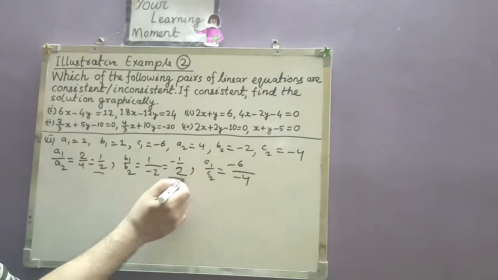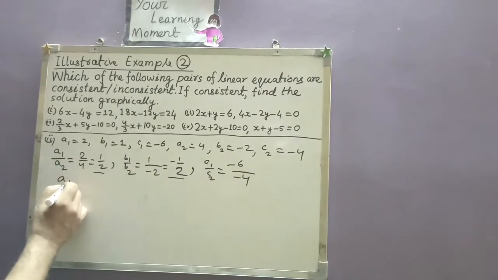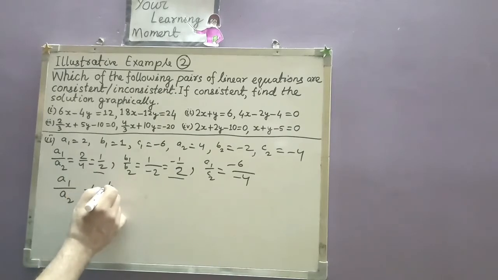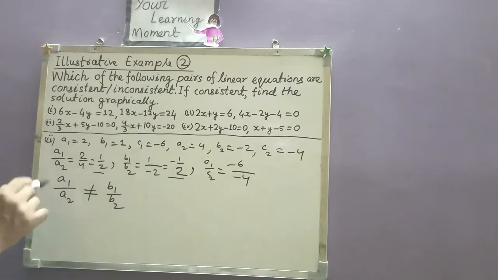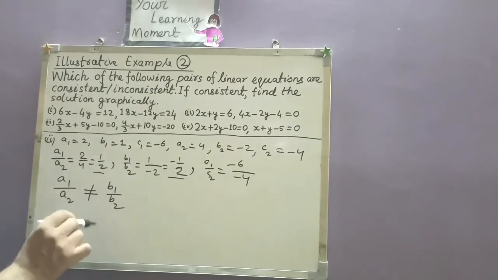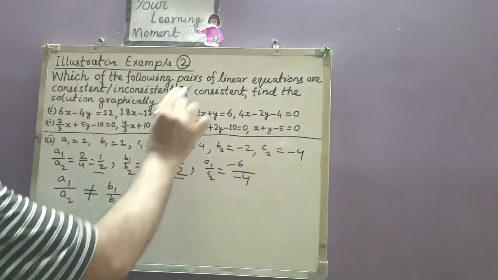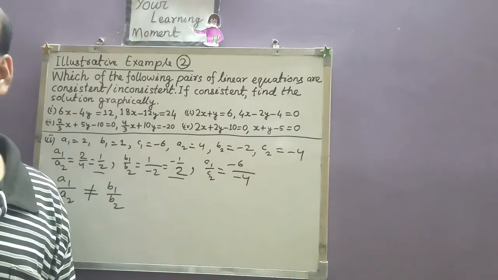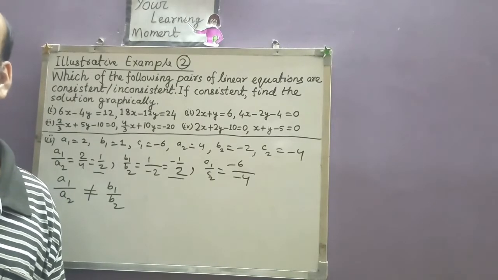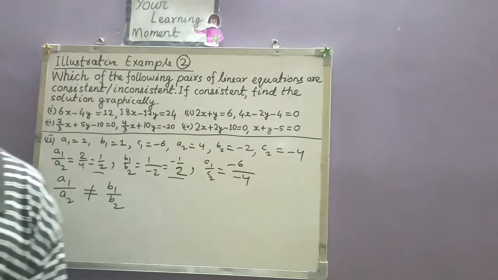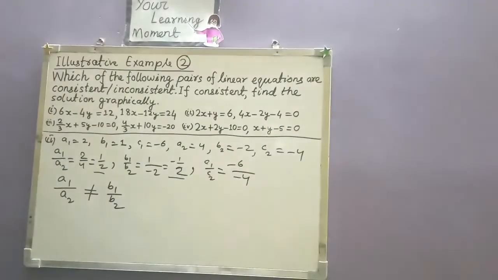Observe the values. Half not equal to minus half, means a1 upon a2 not equal to b1 upon b2. Since a1 by a2 is not equal to b1 by b2, this pair of linear equations is consistent. This shows that this pair of linear equations has a unique solution, means only one solution, right? Now let us find the solution graphically.